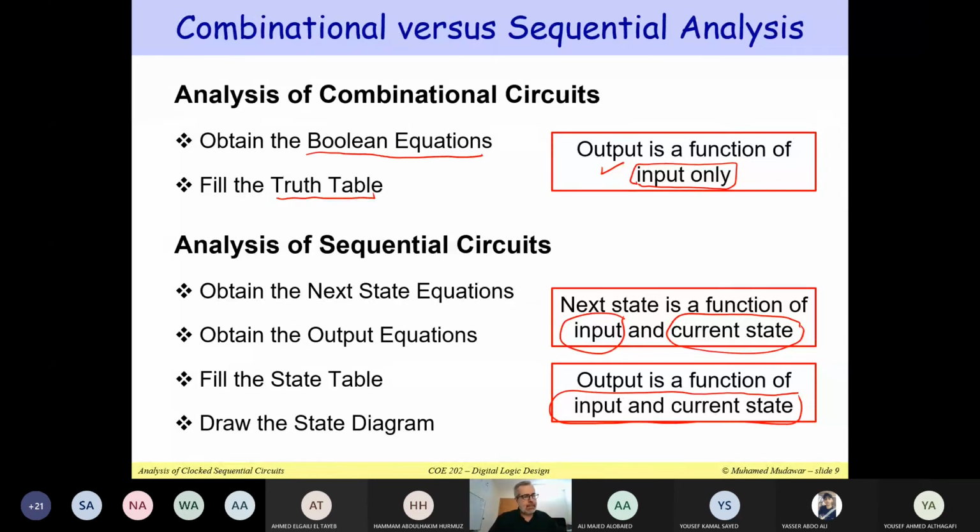So this is really the difference between the analysis of sequential circuits and combinational circuits. This is slightly more difficult, the analysis of sequential circuits, but it's not really that difficult. You can do the analysis very easily, given the circuit diagram.